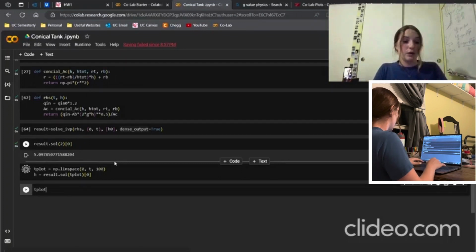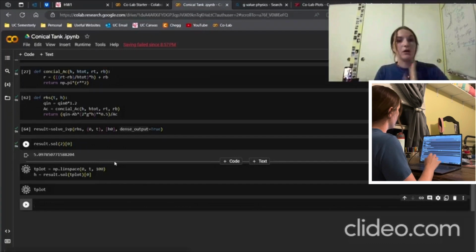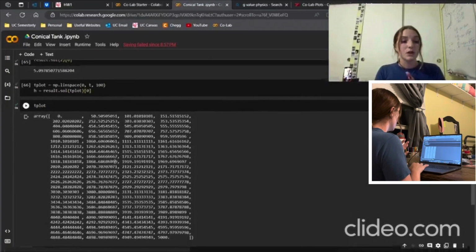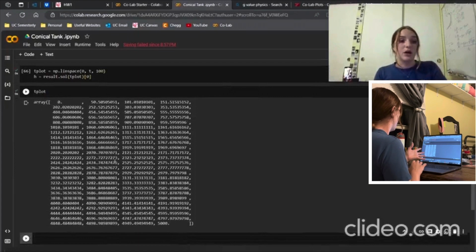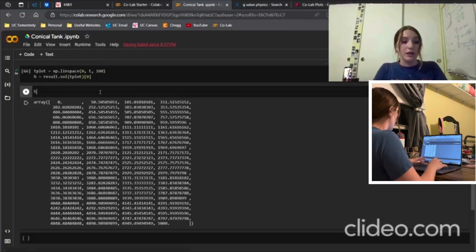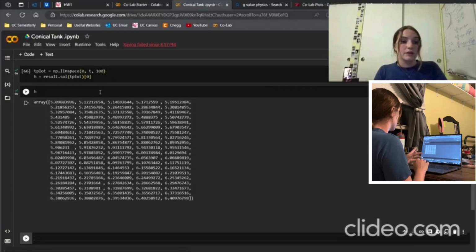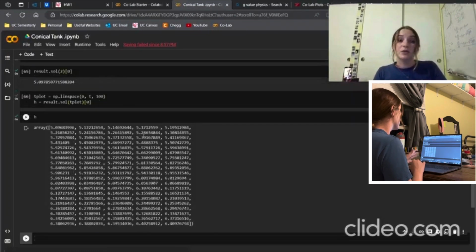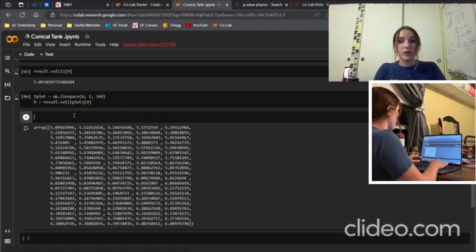So now we should be able to look at our times that we're going to plot. So this gives us an array of 100 times, since we told it that we wanted 100 data points. And now we can look at our h value, and this will show us all of the heights at those times that we just pulled up.